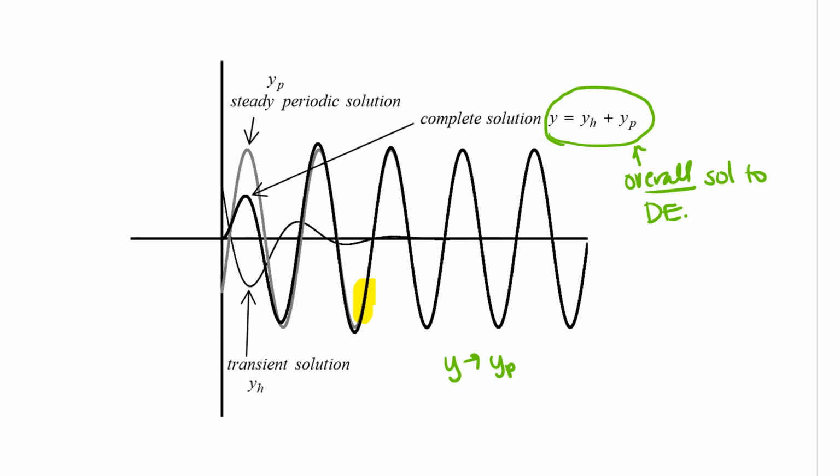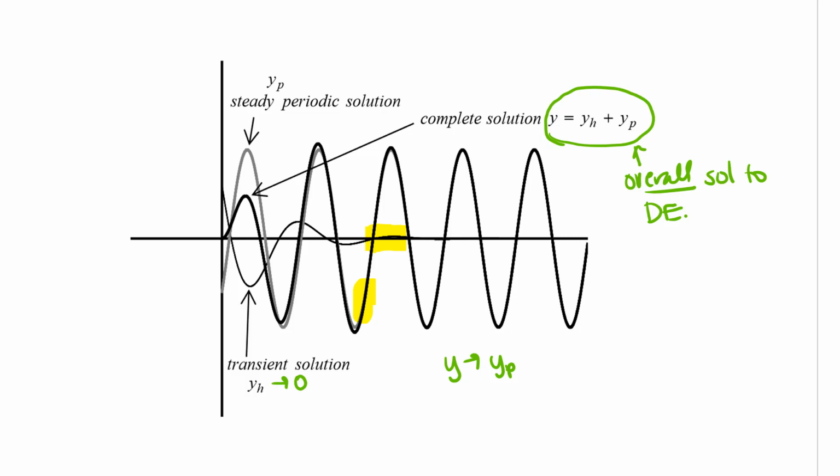The other part that's important here, the thinner black curve, is that transient solution, YH, and you can see that that function has an impact on the overall solution at the beginning. But at about the same time where the Y and the YP become indistinguishable, that YH gets so close to 0 that you almost can't even see it anymore. So this YH, that transient solution, is approaching 0.